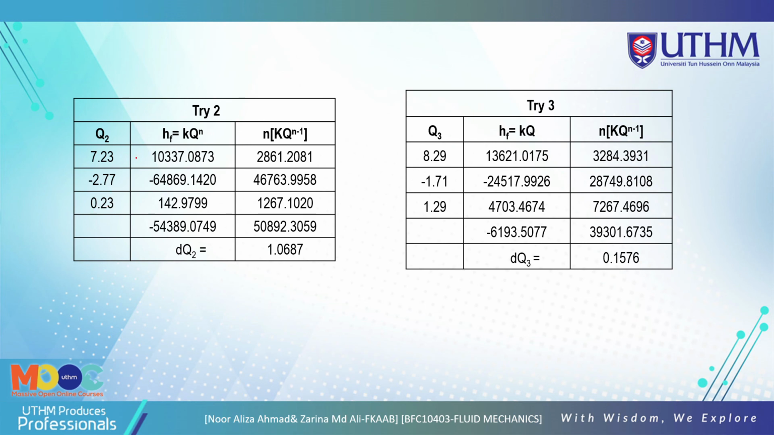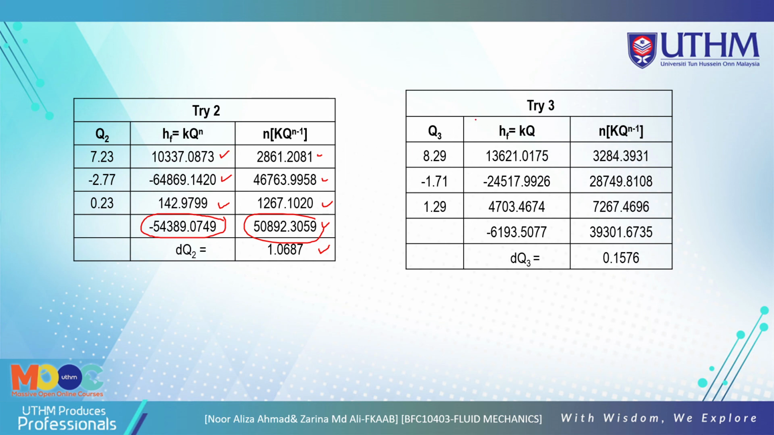Now you just solve again to get this value and this value. Actually the value is based on the flow direction, so you get this value and this value. Now to get delta Q2, you must take this one divided by this one, so you get this value, 1.06787.